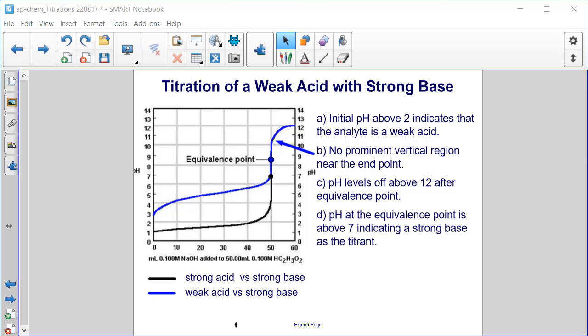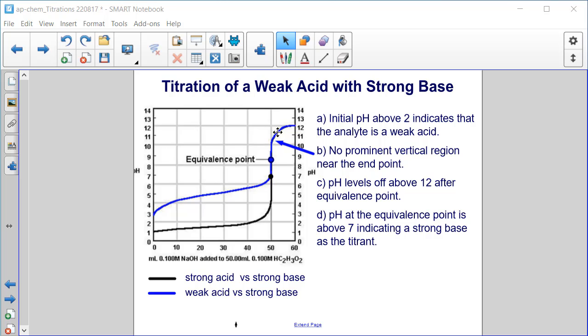All right, so let's compare in blue the curve of titrating a weak acid with a strong base with that black curve we saw on the previous slide. So if we titrate a weak acid, the initial pH before any base is added is above 2, a little bit higher than when we start with a strong acid. We don't get the same long, prominent vertical region near the end point. It's much smaller, happens much more quickly here.